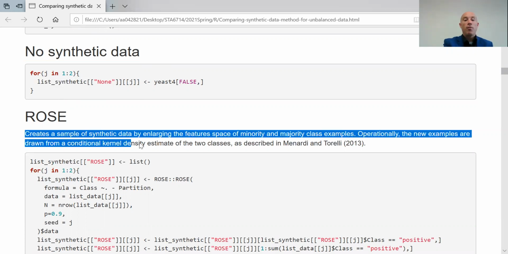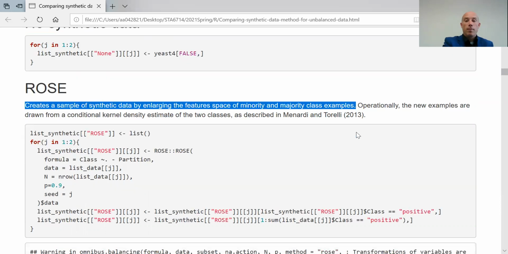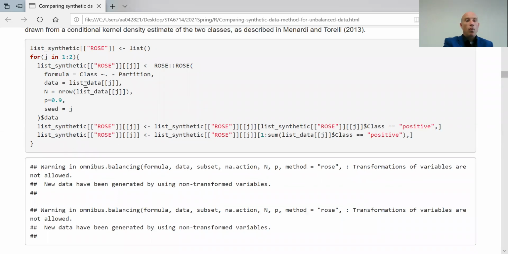Now, ROSE creates a sample of synthetic data by enlarging the feature space of minority and majority class examples. So when I do this, I'm going to have all my predictors, or all the columns except partition, included in the formula because this signals which variables to generate, where the data is coming from, because remember I've got a twofold cross-validation, how many observations to generate, and I want 90% of the observations to come from the minority case in the situation.